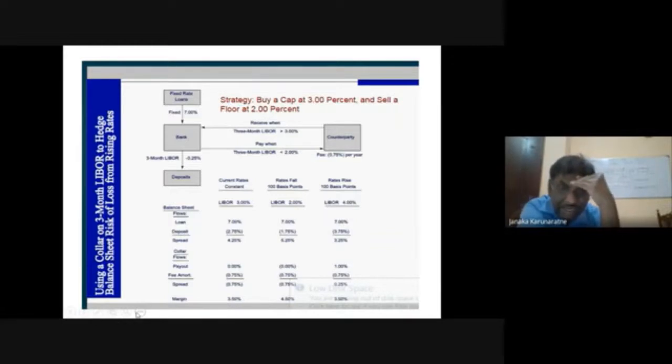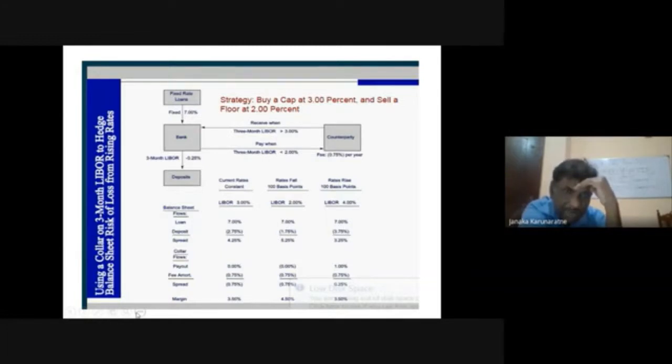Okay, what is the strategy? Buy a cap to control the rising interest rate. So you will have a cap. Whatever happens, you will cap at 3%. And also combine with a floor. Okay, but you will combine with a floor, that is the minimum you will give, because otherwise the depositors will also lose. So this is called a collar. So buy a cap and sell a floor. It's a combination. Okay.